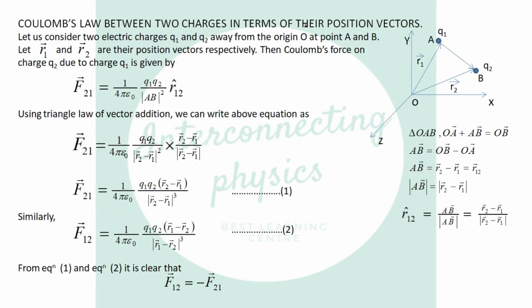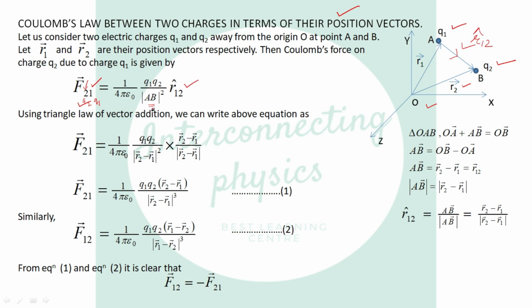Let us discuss Coulomb's law between two charges in terms of their position vectors. Suppose we have a coordinate system O, X, Y, Z and we have two charges. Q1 is at point A, Q2 is at point B. R1 vector is the position vector of Q1 from the origin and R2 vector is the position vector of Q2 from the origin. So we write F21, the force on Q2 charge due to Q1, which is equal to 1 over 4 pi epsilon naught Q1 Q2. Now the distance between the two charges is AB, so AB modulus square, and the direction is, since Q1 is exerting force on Q2, from 1 to 2, meaning from A to B. So we write R12 unit vector.